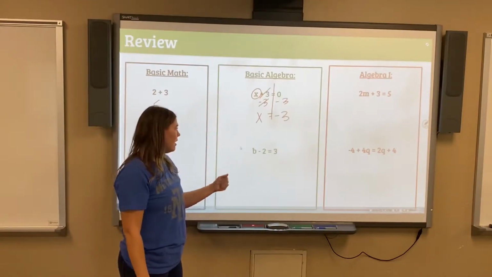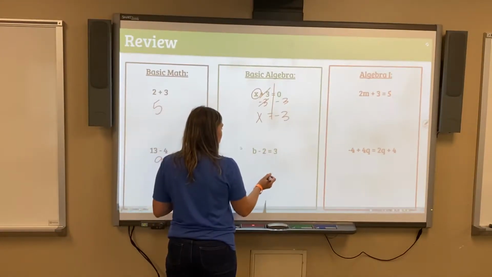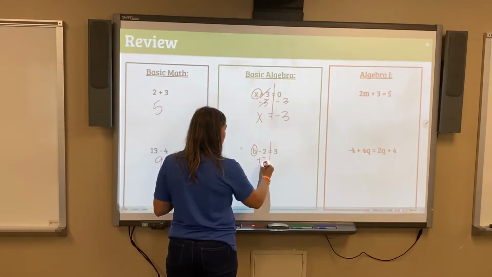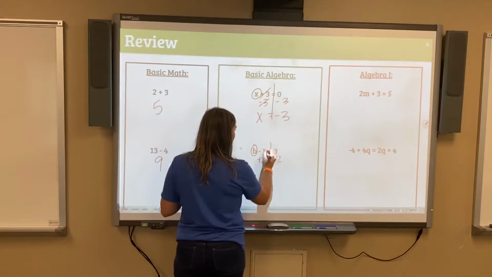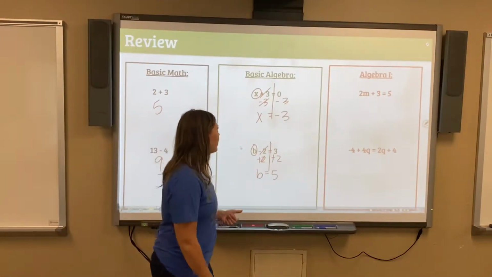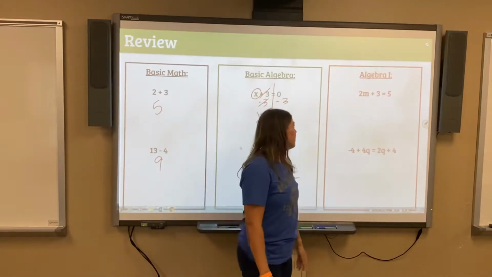Okay. Next, we have b minus 2 is equal to 3. Draw the fence, solve for b. Add 2 to undo your subtraction. We get b is equal to 5. Good job.